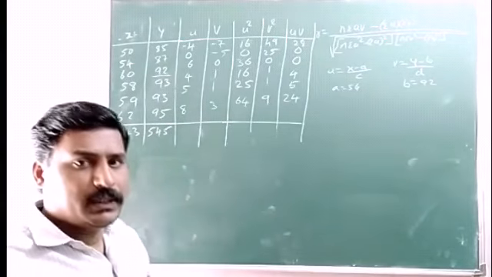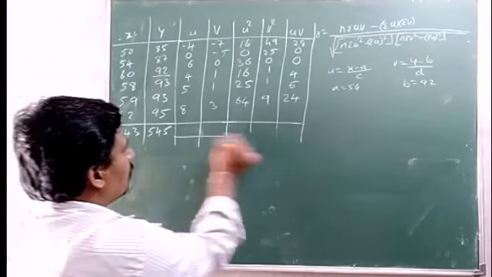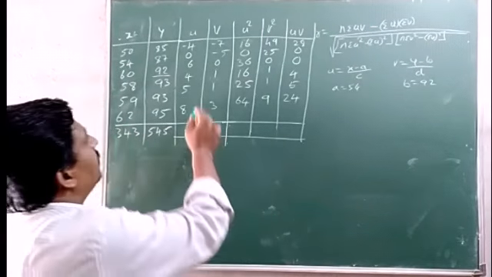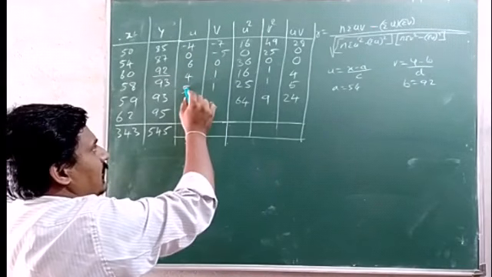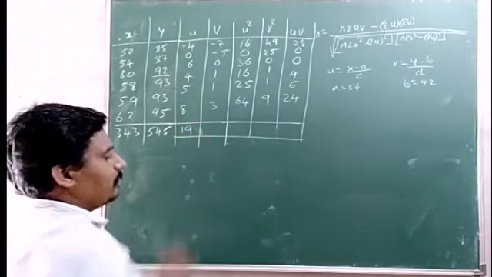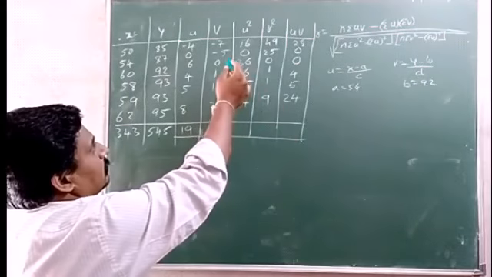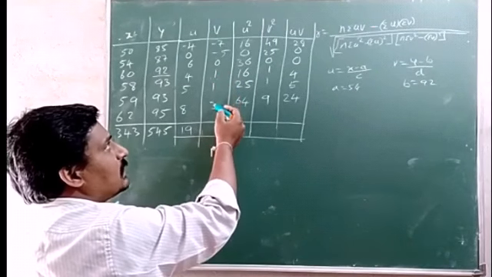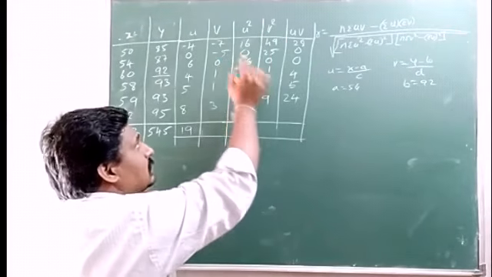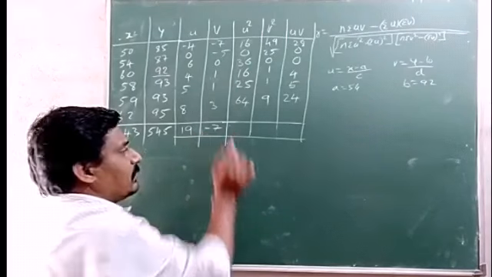Now make the total of all the columns. So here minus 4 plus 4 get cancelled. 6 plus 5, 11. 11 plus 8, 19. And here 1 plus 1, 2. 2 plus 3, 5. Plus 5 minus 5 get cancelled. And total is minus 7.